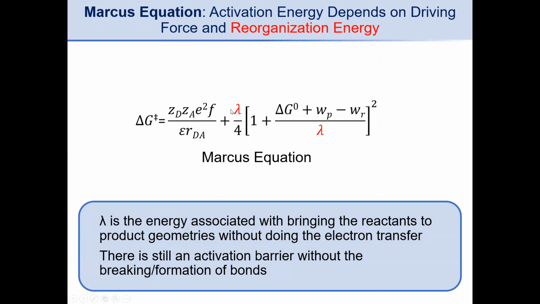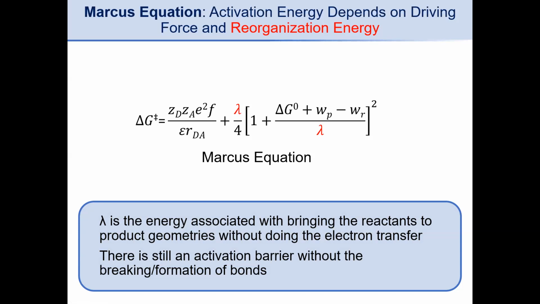And lambda, which is the reorganization energy. So the best way to think about lambda is this is the energy penalty that you would be paying if you were to reorganize the inner sphere and outer sphere geometries of the reactants to those of the products without actually doing the electron transfer step.